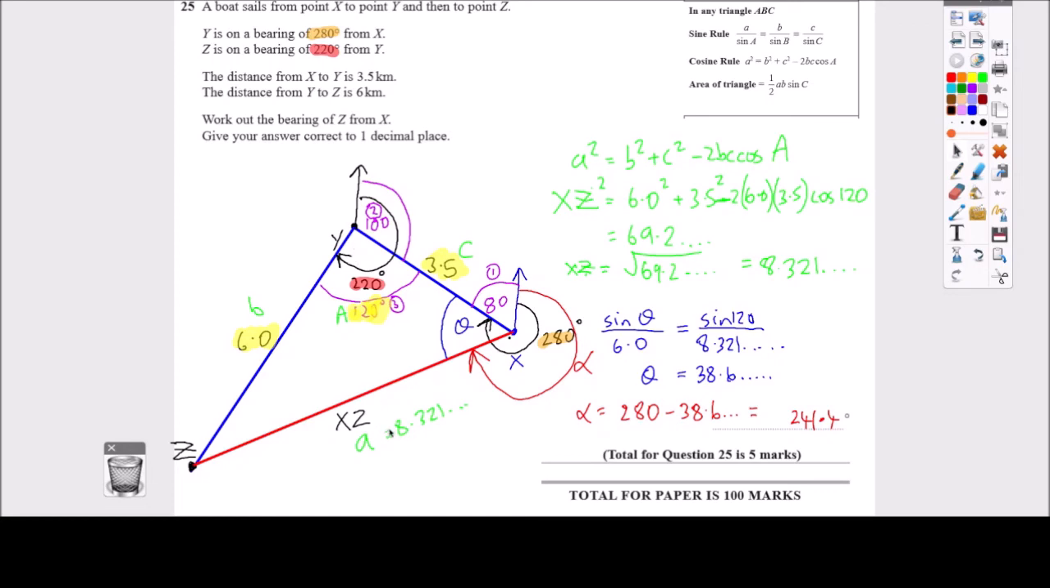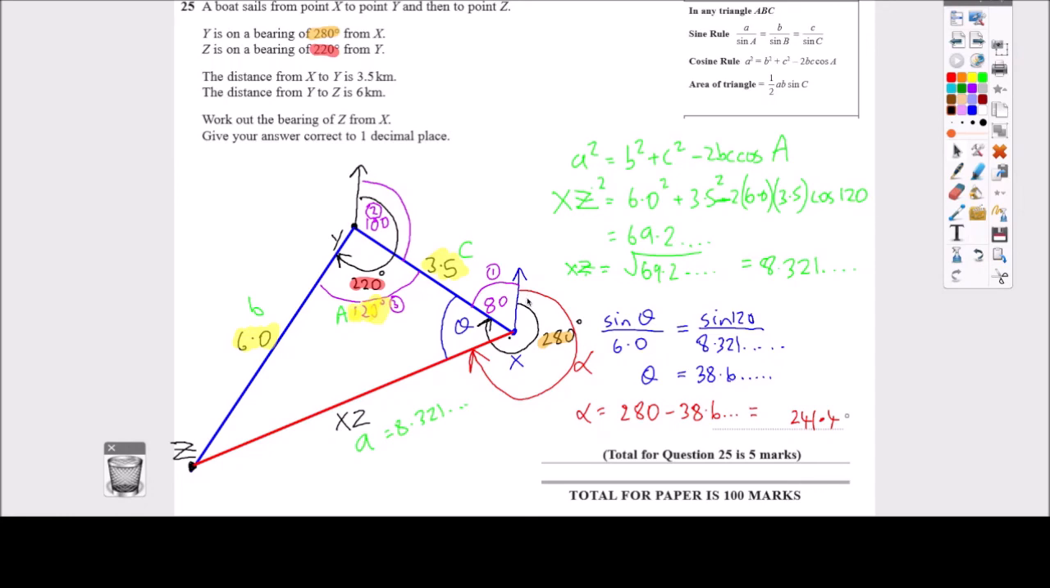Now that I've got a pair, I can use the sine rule to go and work out what theta is, this internal angle here, angle YXZ. So I'm saying sin theta over 6 equals sin 120 over 8.321, allowing me to work out that theta, this internal angle here, is 38.6.